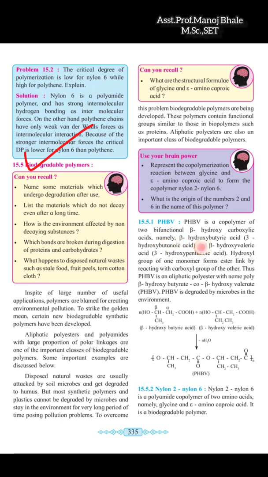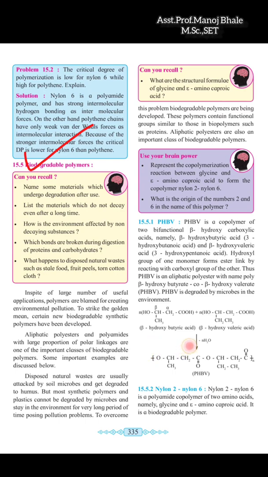PHBV is a polymer which is biodegradable. How to prepare this PHBV? The long form of PHBV is poly beta hydroxybutyrate co beta hydroxyvalerate. So how to prepare this PHBV?